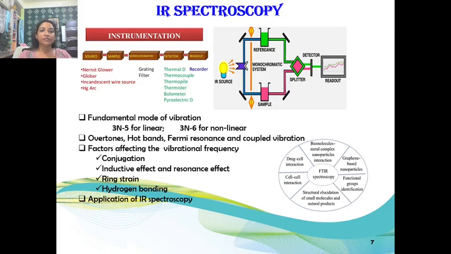This is the instrumentation of IR spectroscopy. Different types of light source are used in IR spectroscopy, and here are the grating, filter, recorder and detector.